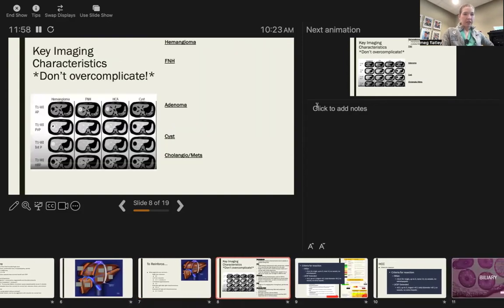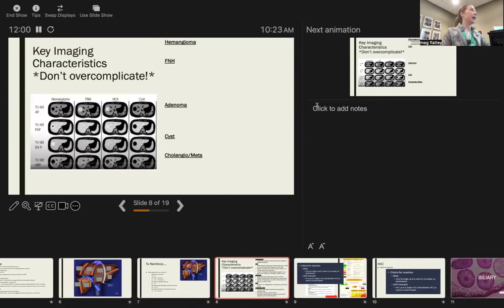All right, key imaging characteristics. I think these can get overcomplicated in some of the review series. I would also say that Behind the Knife on their YouTube channel has a really good series of videos that are high yield topics for the ABSITE that I think are very good, and sometimes it's just nice to have a different way of studying when you're sick of doing questions. So I would definitely review that. They go through some of this. These are some high yield points.